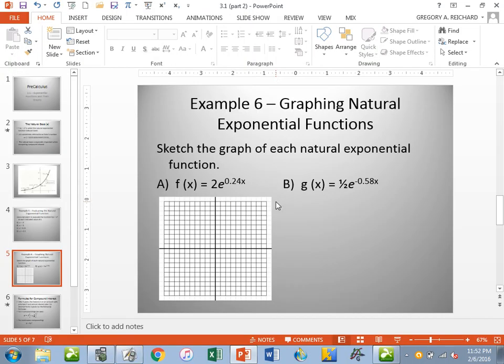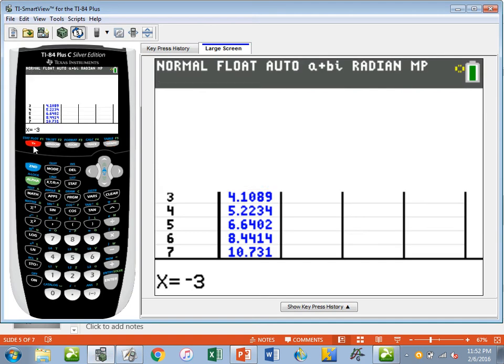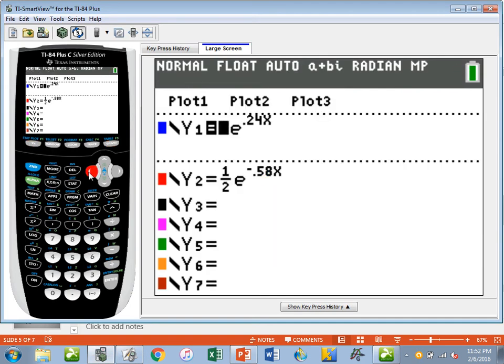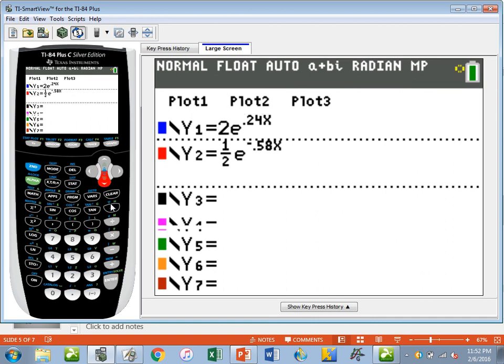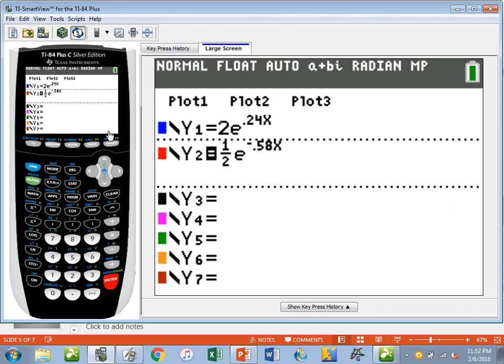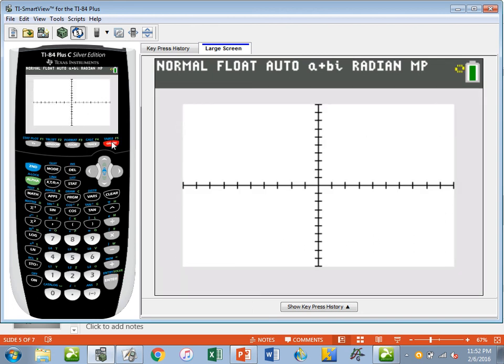Now if I go to part B and do the same kind of thing, let me go back to y equals, and I'm going to turn this graph off and turn this second part on. Just real quick, here's what the graph of it looks like. Notice it's coming from left to right, it's decreasing as I read it.